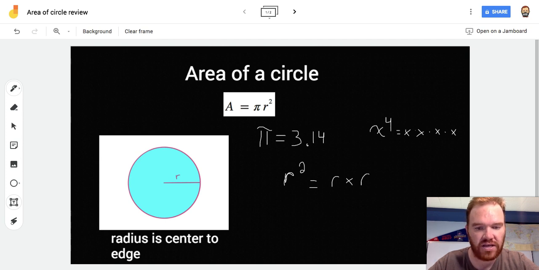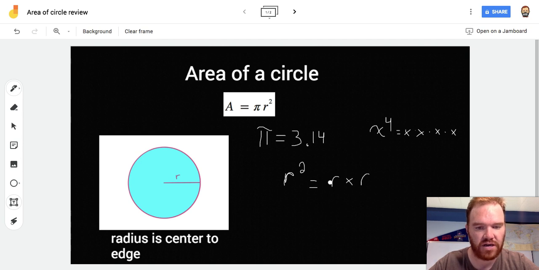I'm going to reiterate this. It does not mean r times 2. This is r times r. I'm multiplying it twice by itself.